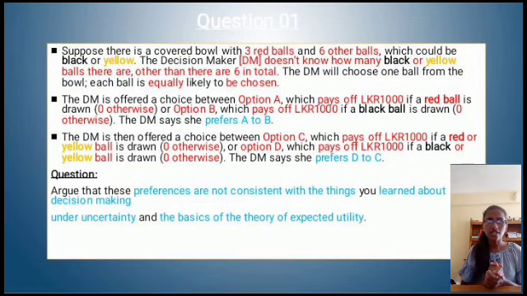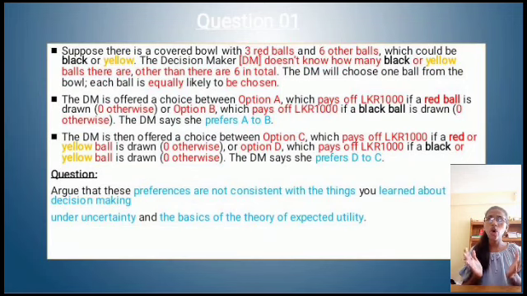There are 4 options. Option A is if the decision maker chooses a red ball, she can get 1000 rupees, otherwise 0. Option B is if the decision maker chooses a black ball, she can get 1000 rupees, otherwise 0. Option C is if the decision maker chooses a red or yellow ball, she can get 1000 rupees, otherwise 0. Option D is if the decision maker chooses a black or yellow ball, she can get 1000 rupees, otherwise 0.